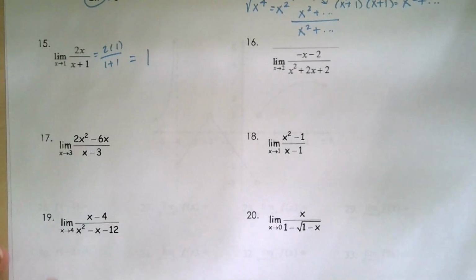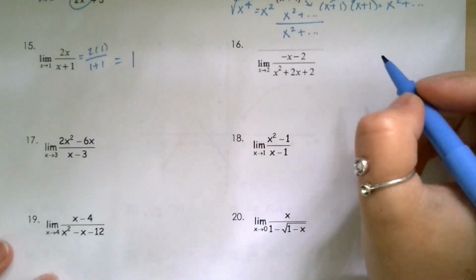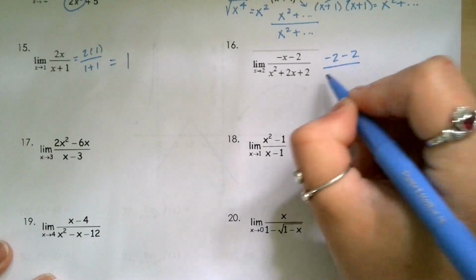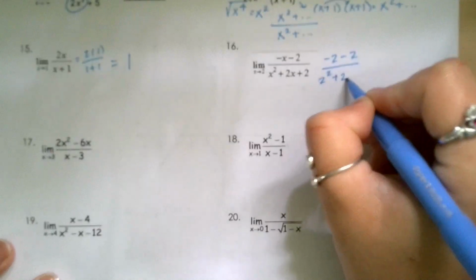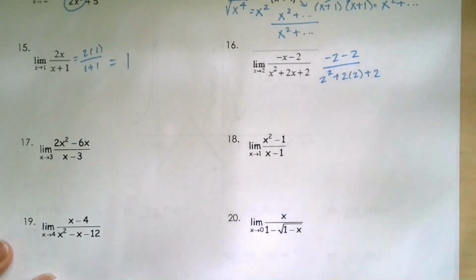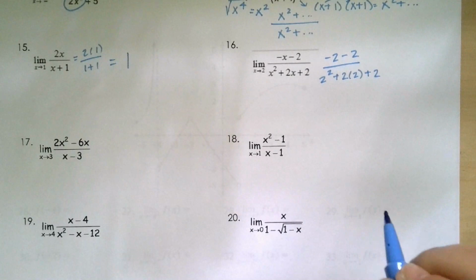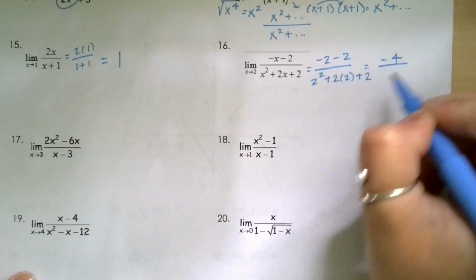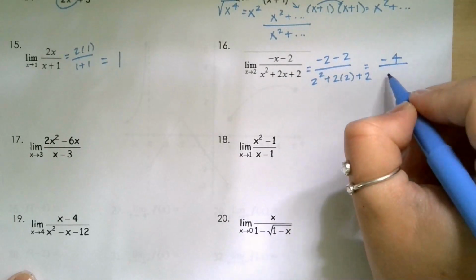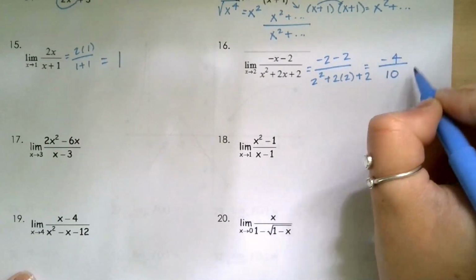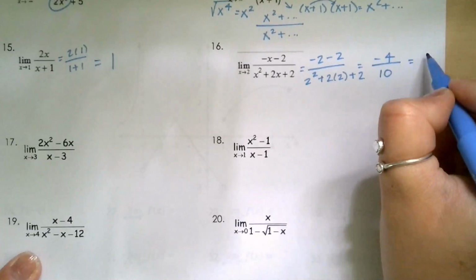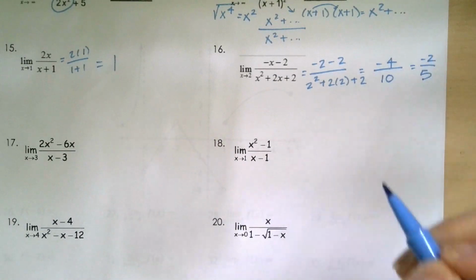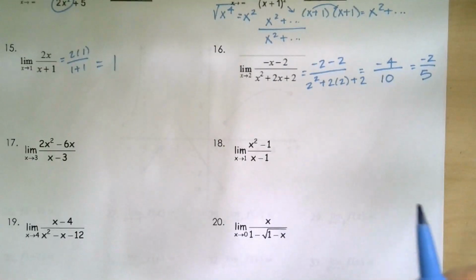Okay. So, number 16. Go ahead and substitute as well. So we'll have a negative 2 minus 2 divided by 2 squared plus 2 times 2 plus 2. That's a whole lot of 2's. Okay. So when we clean this up, we get a negative 4 up top and a negative 10, or a positive 10 in the bottom. Except we can simplify this fraction even more. This equals negative 2 over 5. Okay, obviously both are acceptable. They're the same answer.